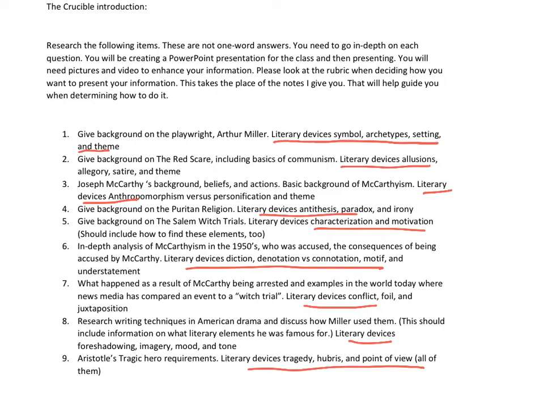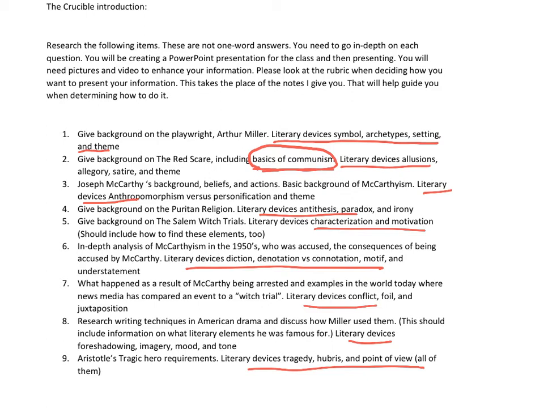After you do Arthur Miller, go into the Red Scare. What is it? And you would be surprised about what you realize about the basics of communism. We have an election coming up next year, and I was watching the news, and you've got some people arguing about the pros and cons of using some of this. I'm not giving you an opinion either way. I'm just telling you what I saw in the news.